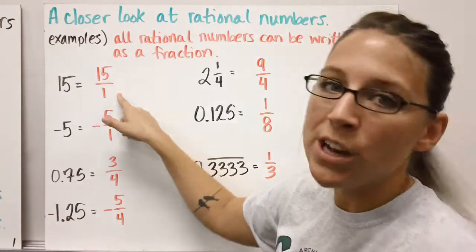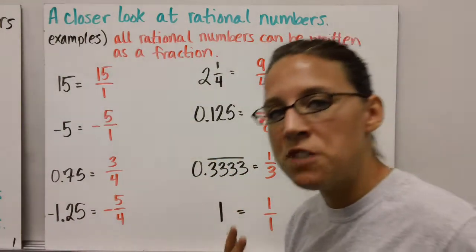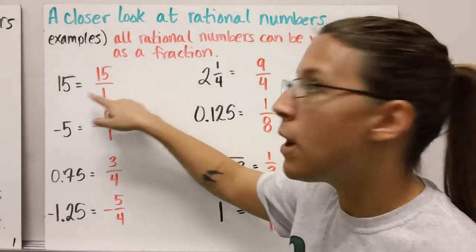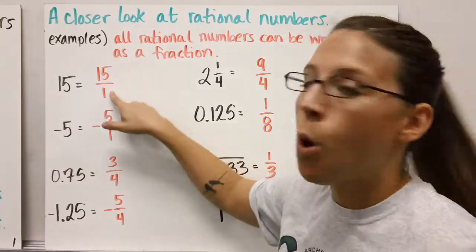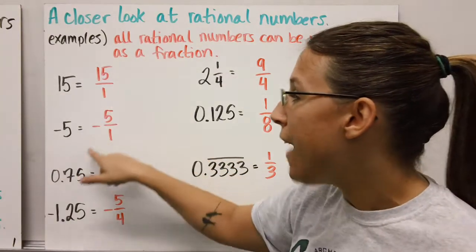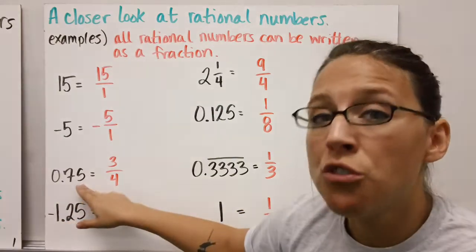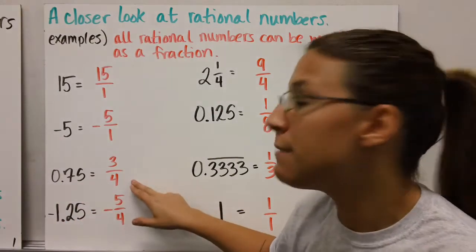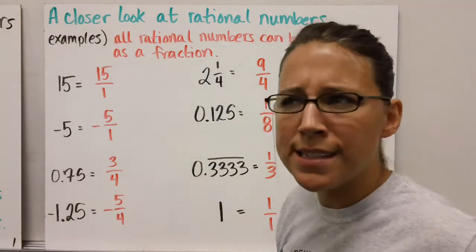15 is 15 over 1. Remember that a fraction is an unsimplified division problem. So 15 divided by 1 is 15, so 15 can be represented as a fraction by putting it over 1. -5 is -5 over 1. 75 hundredths can be written simplified as 3/4. We could also write it as 75 hundredths. It's still a fraction.